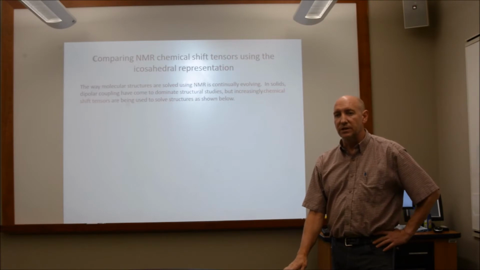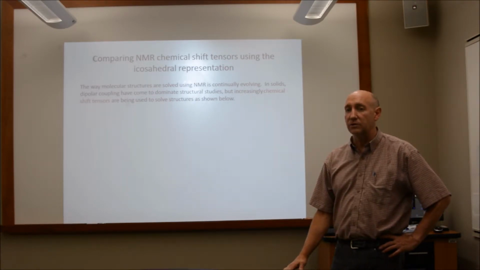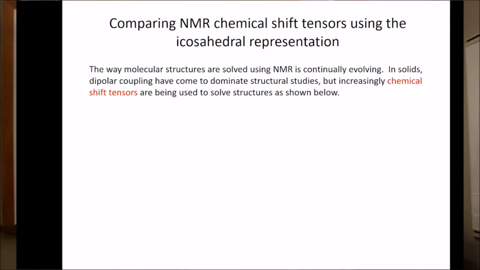The purpose of this presentation is to discuss mathematically different ways of comparing chemical shift tensors. For example, tensors that you get from experimental methods, or theory versus experiment. And I want to talk about a method called the icosahedral representation.